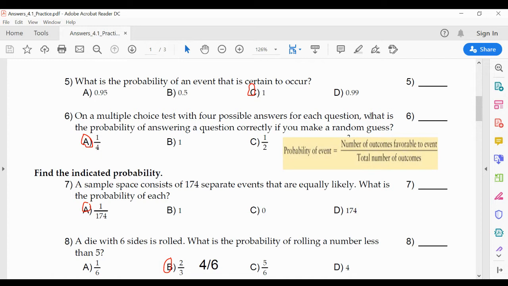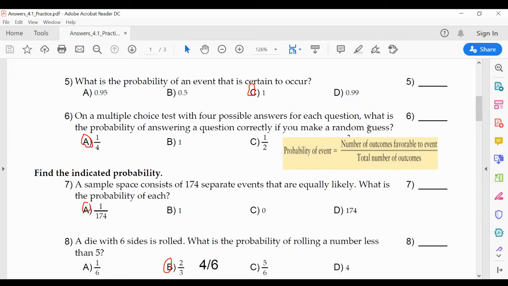On a multiple choice test, there are 4 possible answers for each question. So already we know the total number of outcomes. There are 4, A, B, C, and D, for instance. What's the probability of answering the question correctly? Well, only one of those 4 answers is correct. Number of favorable outcomes is 1. Total number of outcomes is 4. Probability you guessed the right answer is 1/4.